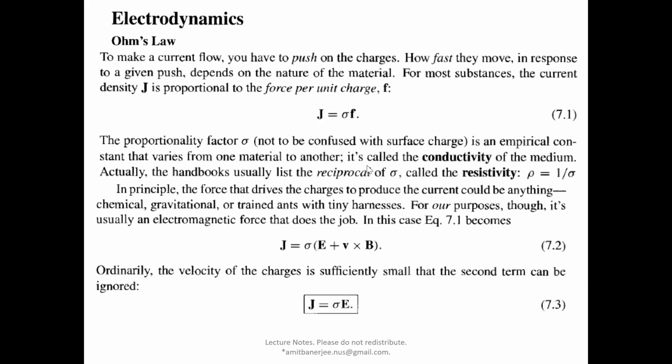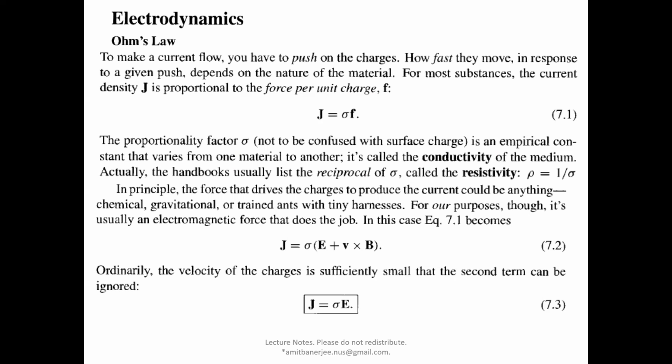I'll take a minute on some of the basics of electrodynamics. We all know about Ohm's law. It's a standard concept now. So basically, for most of the substances, the current density, which is defined by J, which is a vector quantity, is generally proportional to the force per unit charge. Now, this constant is called conductivity, and the reciprocal of that is resistivity.